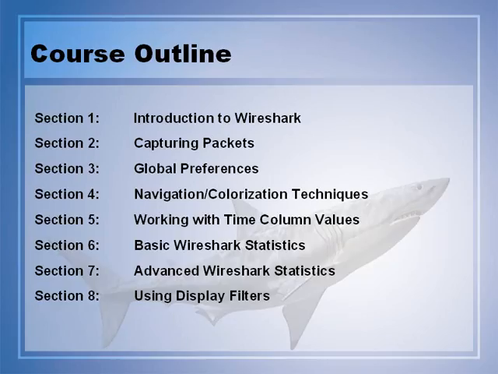In section number 4, Navigation and Colorization Techniques, we'll talk about how to move around in a large trace file and how to sort your columns and how to find packets based on a specific payload value. I'll also talk about how to customize the packet colors and how to use the default customization of colors and how to add your own colors. In addition, I'll talk about how to mark packets and show packets in separate windows.